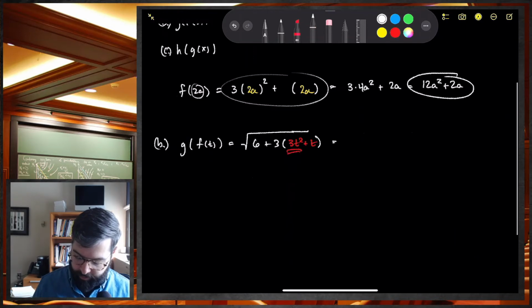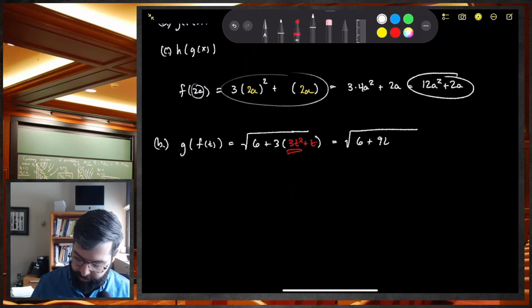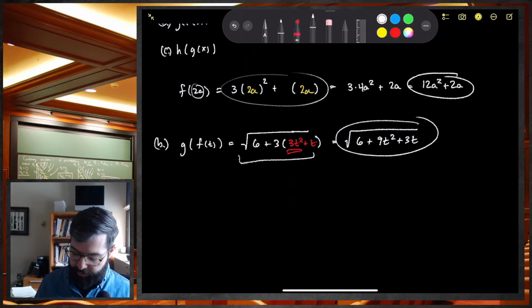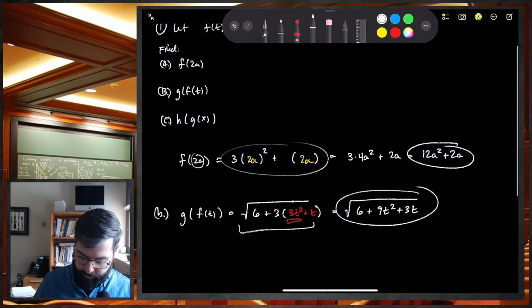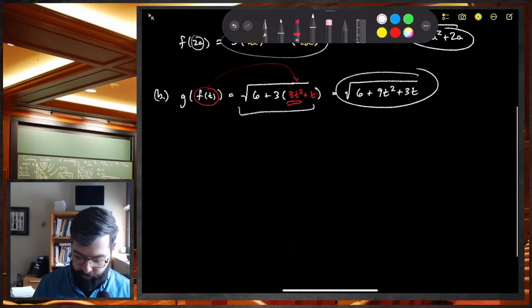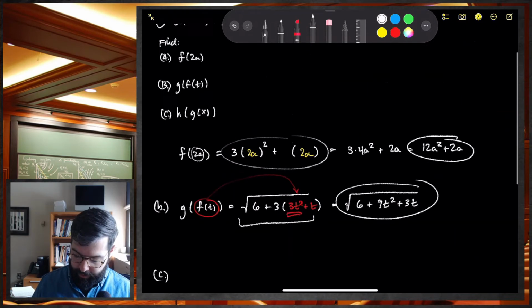All right, now you can take it one step further too and just distribute that through. So that'd be 9t squared plus 3t. And it doesn't get any better than that. And again, this would have been fine as well. So again, finding what your input is, putting it into wherever you see the input variable for the rule for the function, for the outer function.